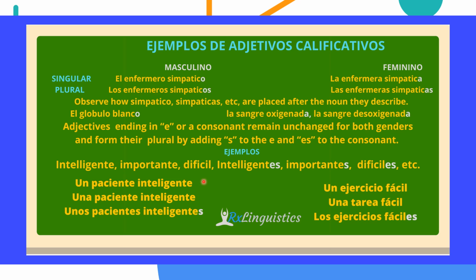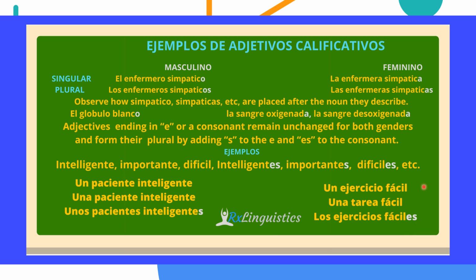But when it comes to making it plural, when you have many of something, a noun, and the adjectives that describe the noun end in a consonant, difícil here is an example of an adjective ending in a consonant. You don't just add s to form the plural, you add es. Okay, you add es. So you see here, un ejercicio fácil.